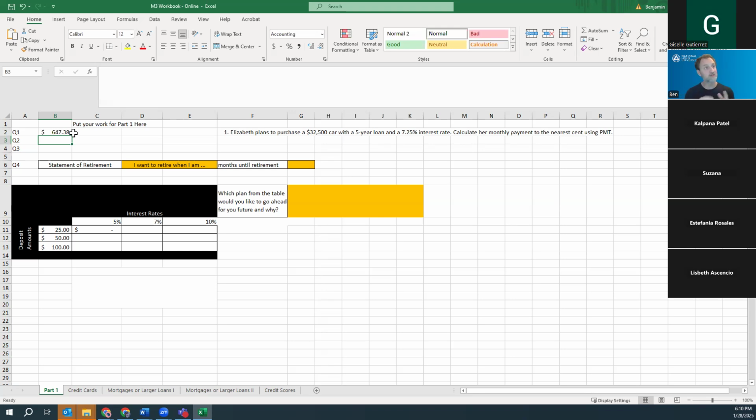All right, so that's the PMT formula. And this is a big one. I would acknowledge that out there on the internet, you can just ask like mortgage calculator, car payment calculator, and you can give it the 3 numbers and it'll give you the answer.